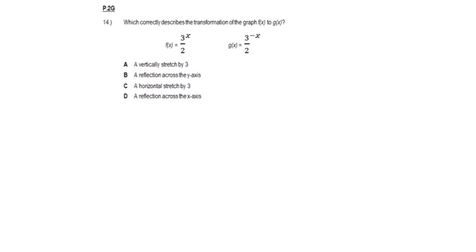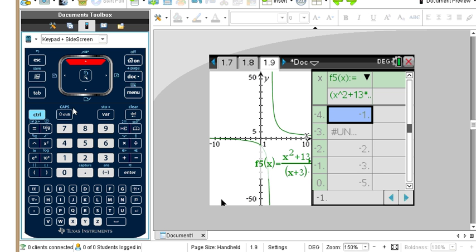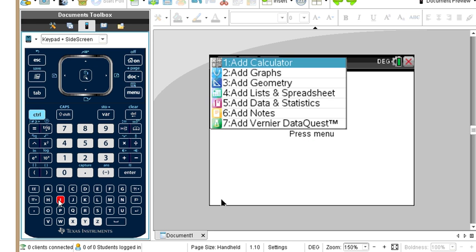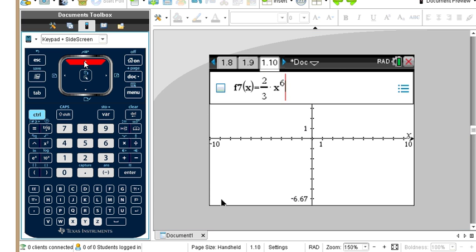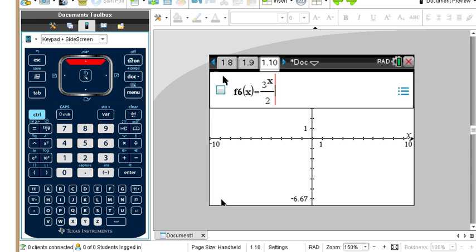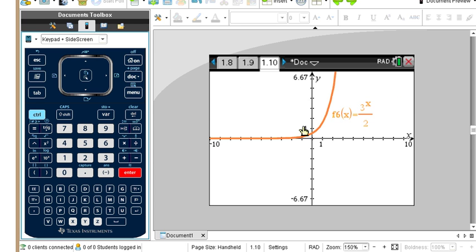Next, problem 14. Which correctly describes the transformation of the graph f of x to g of x? And we have f of x and then g of x, and there's a slight difference. We go to our calculator. I go to add graph, and we go up to this function here, 3 to the x over 2, and graph that. This is what we look like, an exponential function.